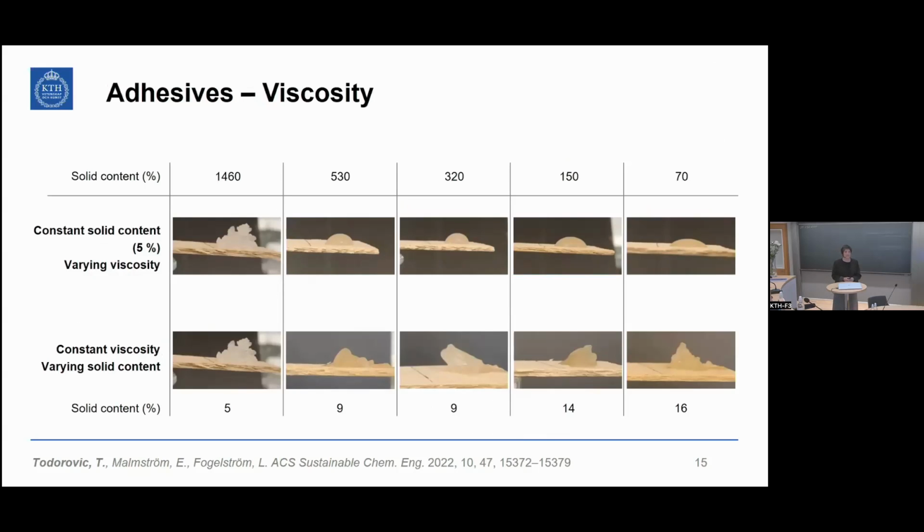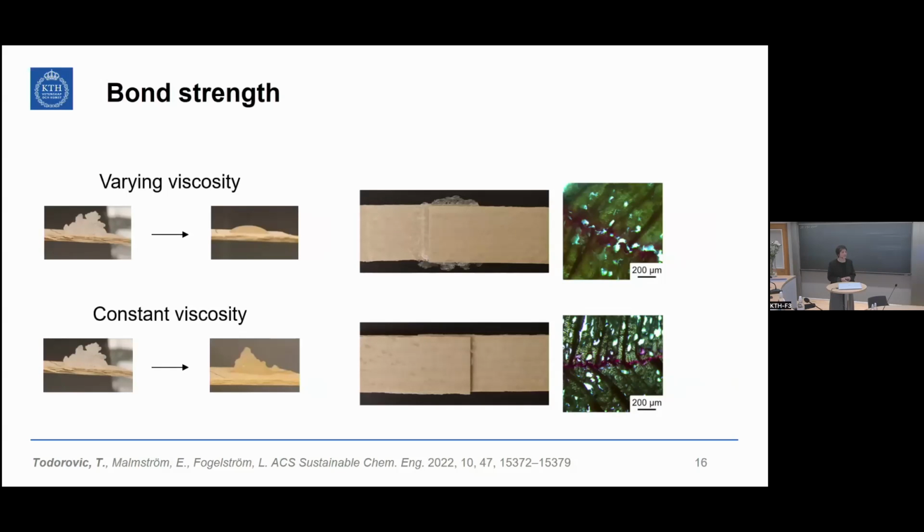And to prevent this, we prepared a second set of adhesives with constant high viscosities by changing their solid content. And when we applied these adhesives between veneers, we saw that overflow is limited. So these are veneers that are bonded with adhesives that have the same molecular weight, just different solid content and different viscosity.